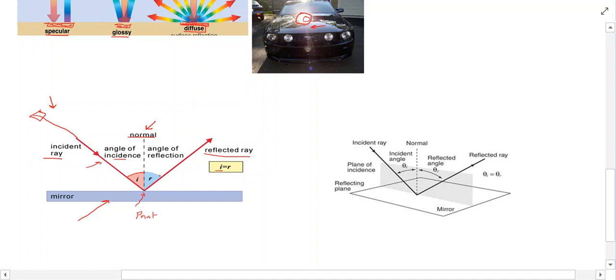The other angle created, between the reflected ray and the normal, is known as the angle of reflection. And one of the rules or laws in relation to light being reflected is that the angle of incidence is equal to the angle of reflection. That's one of the laws of reflection.